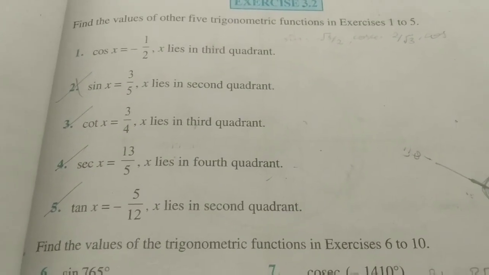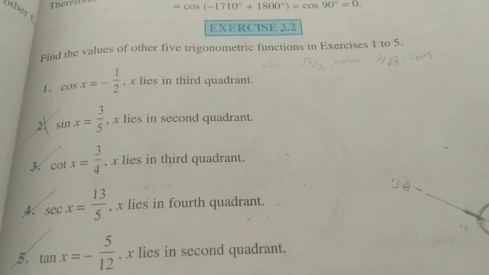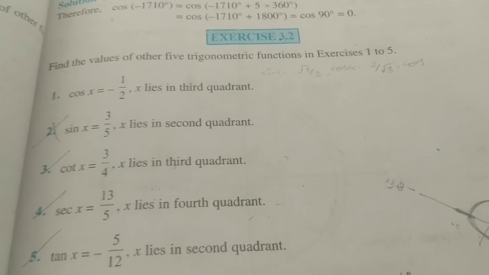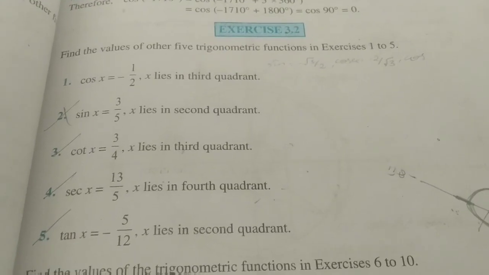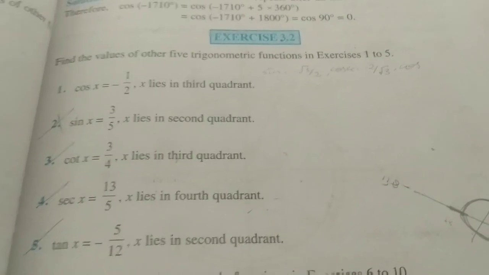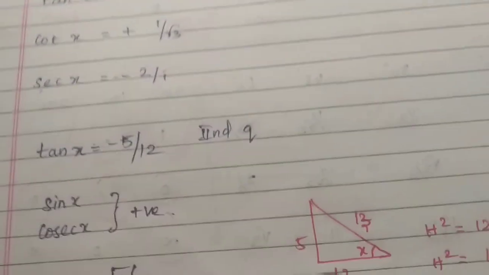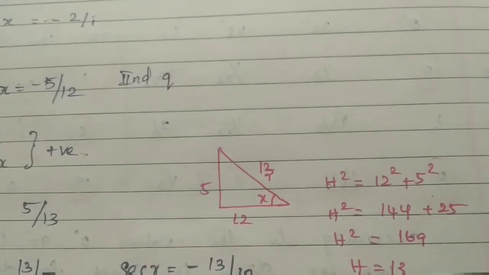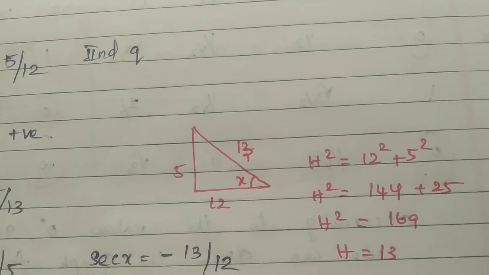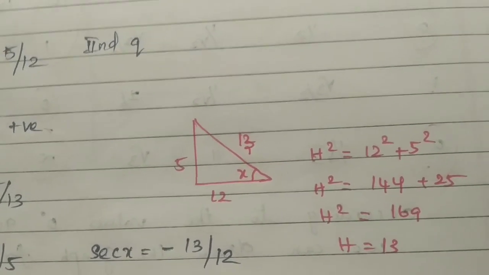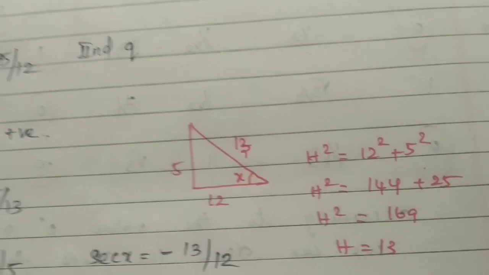The fifth sum is tan x is equal to minus 5 by 12, x lies in the second quadrant. If it lies in the second quadrant, only sin x and cosecant x are positive, the remaining trigonometric ratios are negative. Here the opposite side is 5 and the adjacent side is 12. By applying the Pythagoras theorem, you can find the hypotenuse. Hypotenuse squared will be equal to opposite squared plus adjacent squared, therefore 144 plus 25, that is 169. Therefore hypotenuse is root of 169, which is 13.